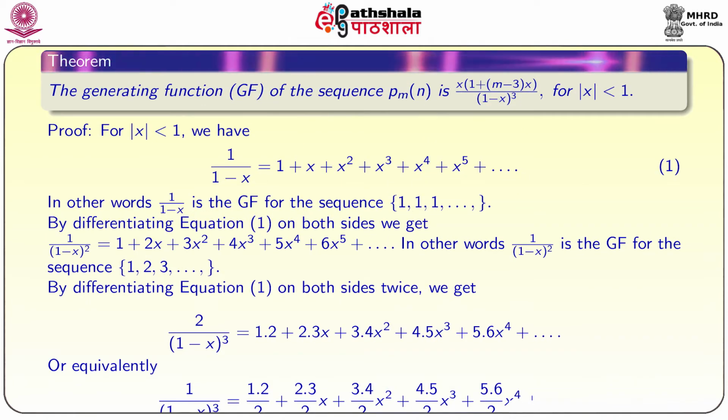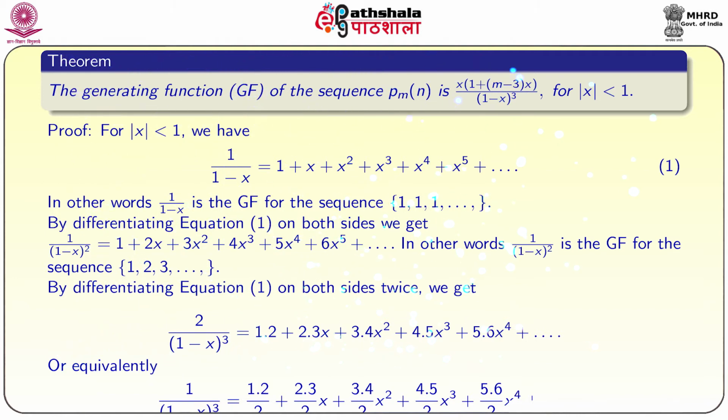So, we will state it first formally. The theorem: the generating function for the sequence Pm of n is x into 1 plus m minus 3 into x, divided by 1 minus x whole cube. Here we need to consider mod x less than 1. So, what does it mean? In order to get the value of Pm of n, it is sufficient to expand this, x into 1 plus m minus 3 into x, by 1 minus x whole cube, and look at the x power n th coefficient.